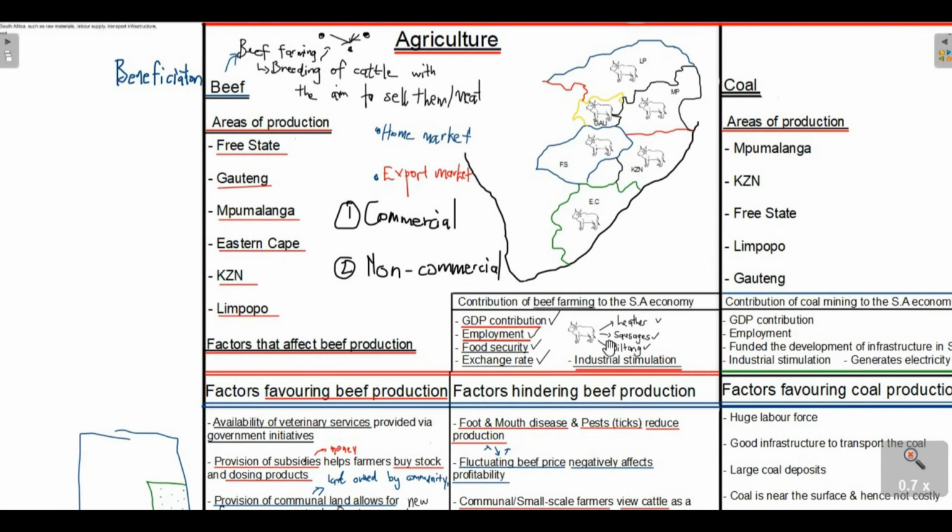In the paper, you are going to be given a case study. Okay, I'm going to give you a case study.